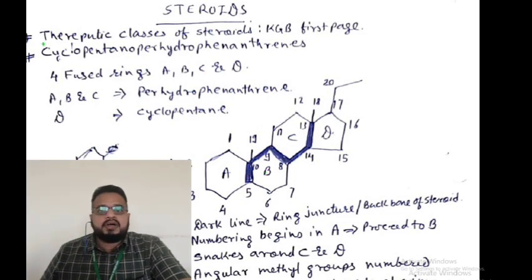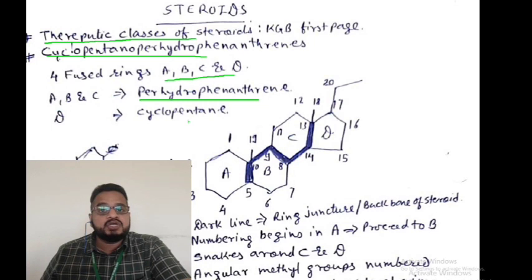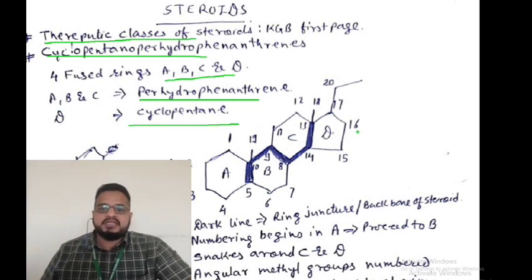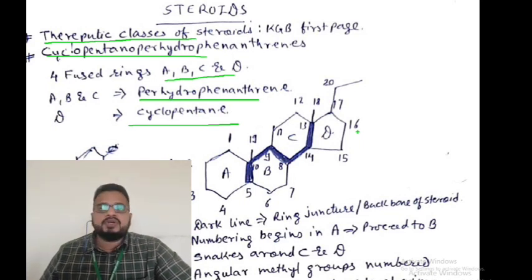Now, as you can see, the therapeutic classes are done, and the basic ring structure, that is cyclopentanoperhydrophenanthrene, we have also done. The basic ring structure has 4 rings: a perhydrophenanthrene and a cyclopentane all together. This we did in the last lecture. Now, today we are going to discuss the nomenclature of steroids.